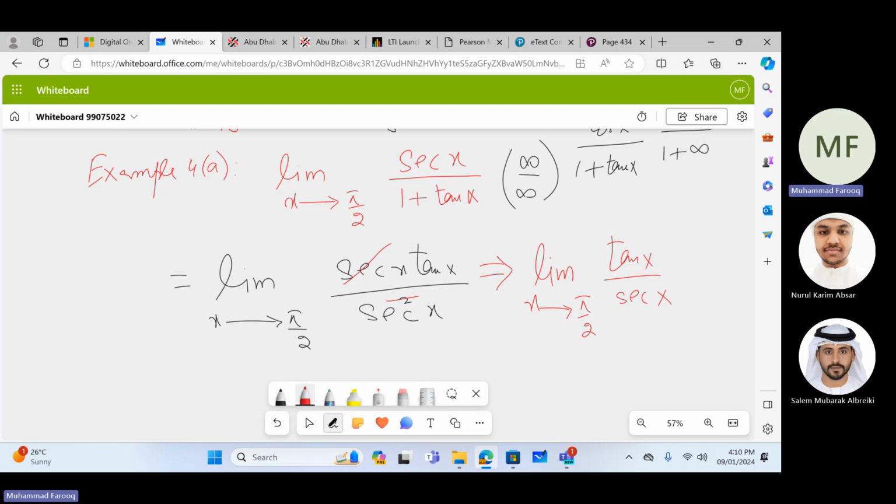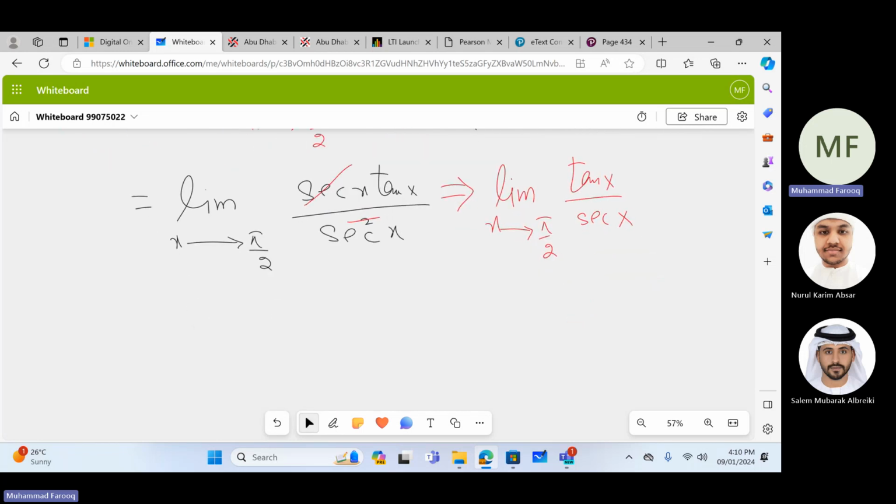Tan x and sec x. How do we write secant? 1 over cosine. How do we write tangent? Sine over cosine. So just wait. First of all, we try to simplify. So, limit as x approaches pi by 2. Tangent I can write as sine x divided by cosine x. Then divided by secant, I can write 1 over cosine x.